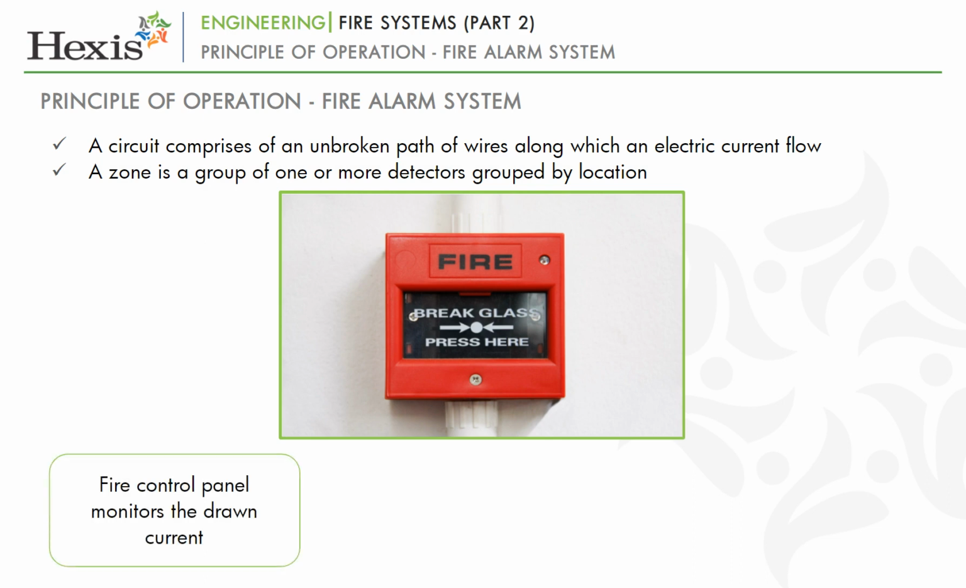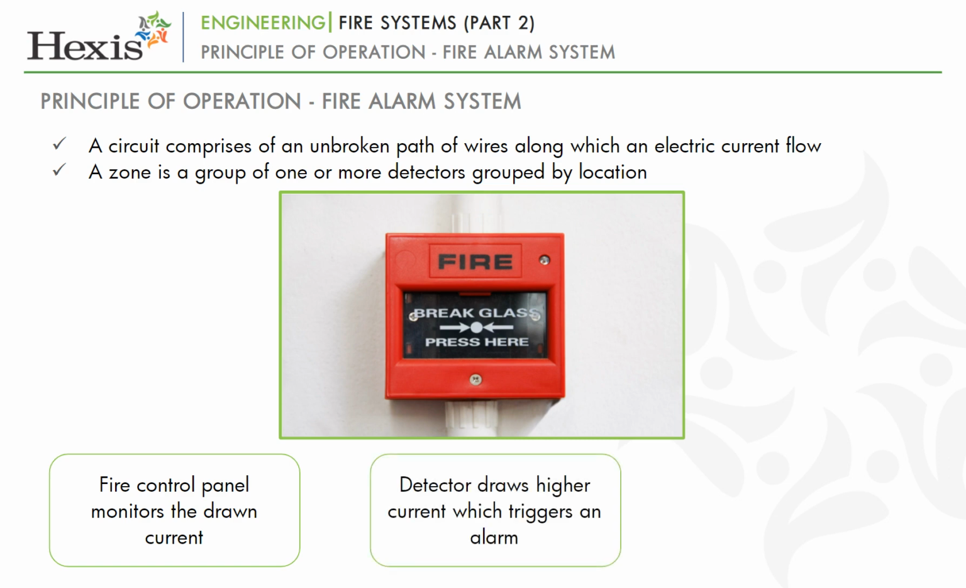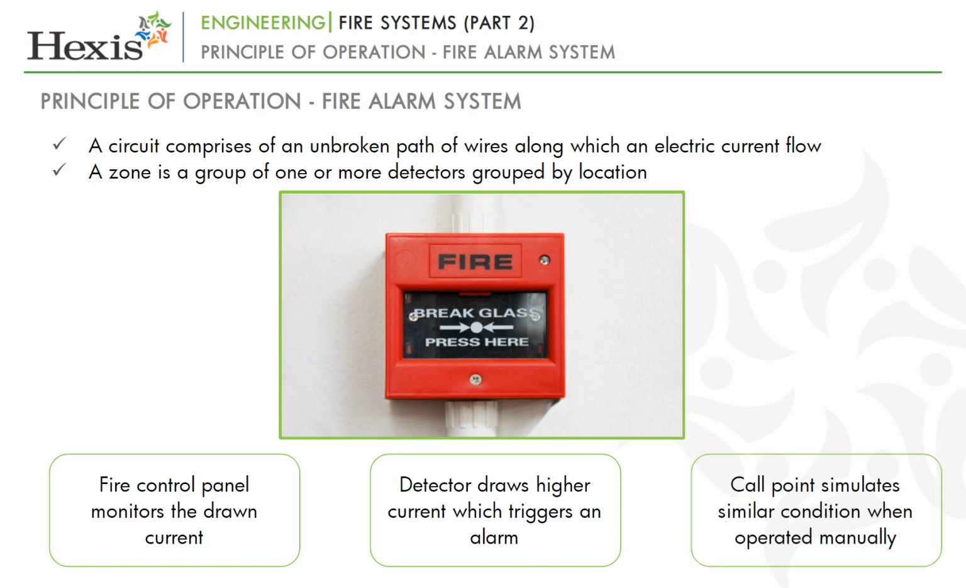The main fire control panel drives the circuits or zones, passing current through them and monitors the current drawn. In the standby condition, the detectors will draw a very low current. When any detector senses a fire, it switches into an alarm condition and draws a higher current, which is sensed by the control panel and the appropriate alarm is triggered. A call point simulates a similar condition when it is operated manually by any occupant.